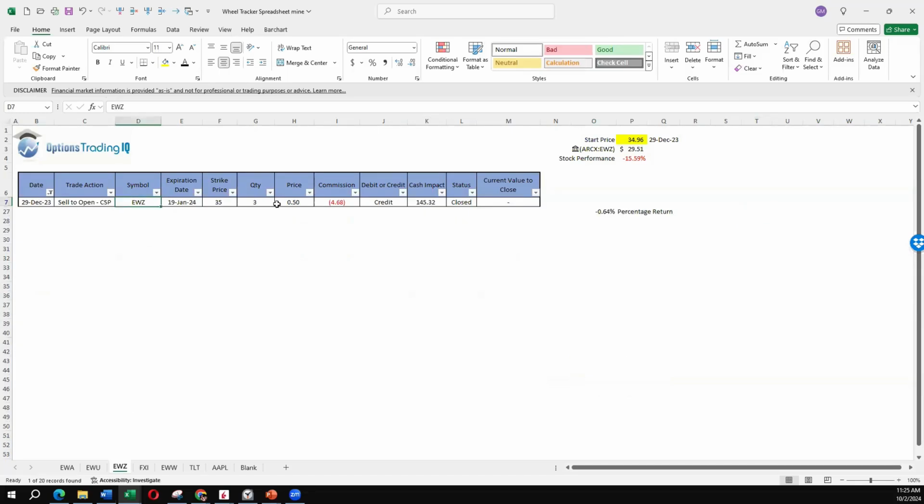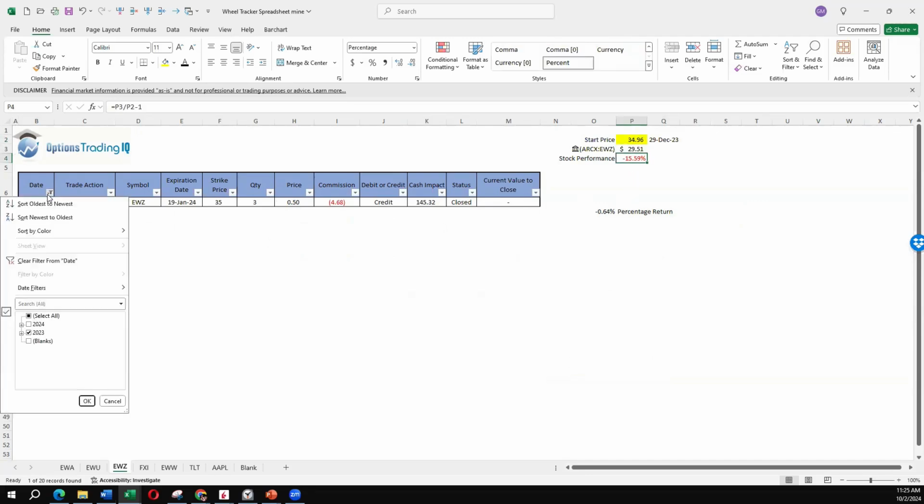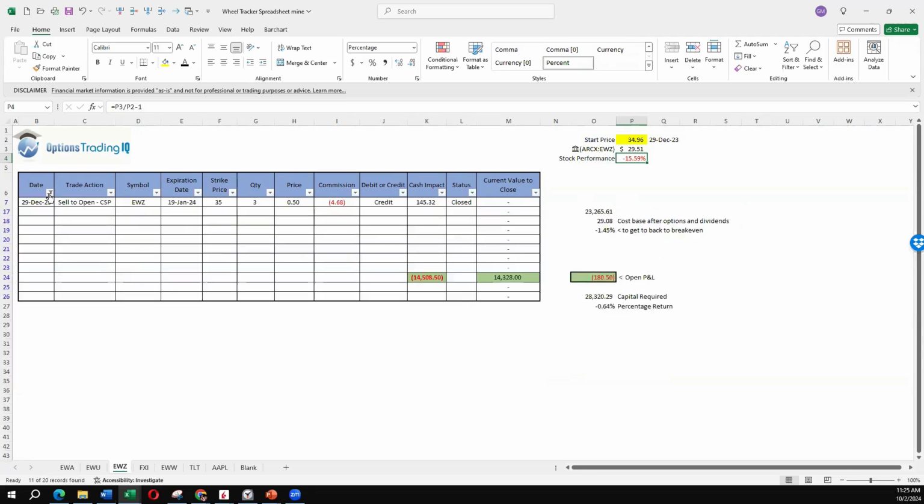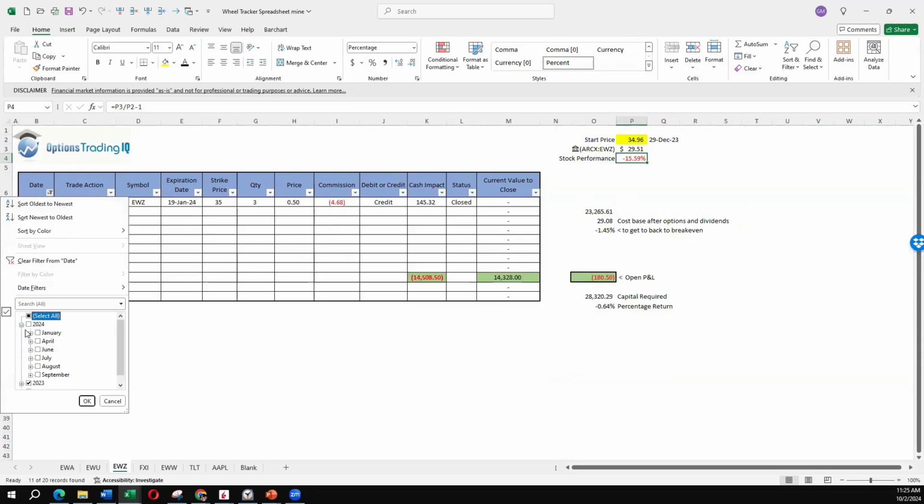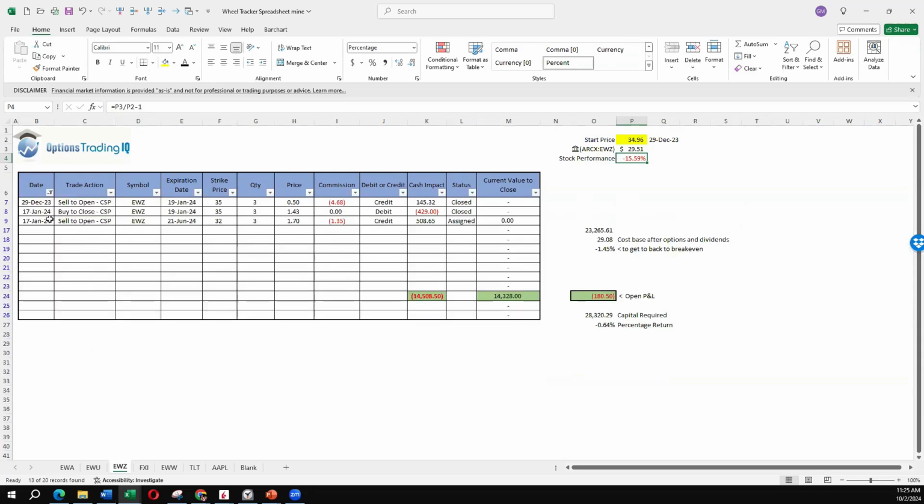So this was our initial trade back in December 23. This is the price of the underlying on that date when we started. You can see the stock is down about 15% since I started this trade. It just looks a bit better if we keep the blanks on as well. Then if we move forward, the next one was in January.